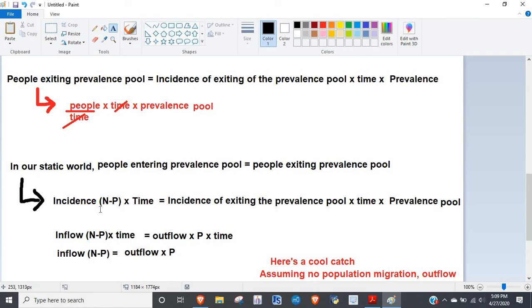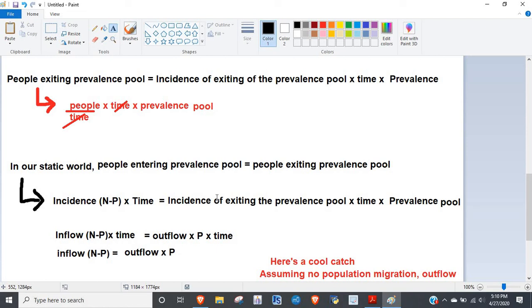So the incidence, times the total number of people minus p to get the number of people who are at risk, times time, equals the incidence of people exiting the prevalence pool times the time, times the prevalence pool. And prevalence pool is the number of people, because prevalence, again, is cases per population. It's not a number, whereas the prevalence pool is a number.